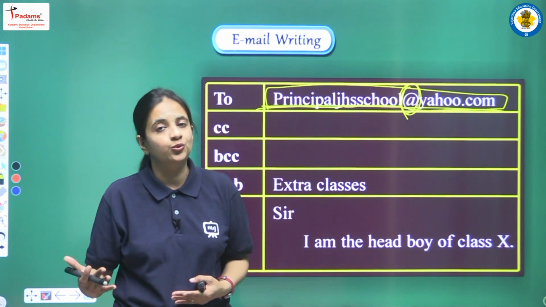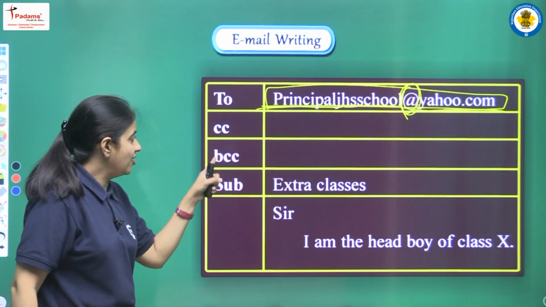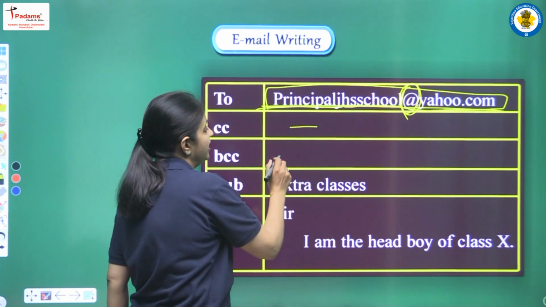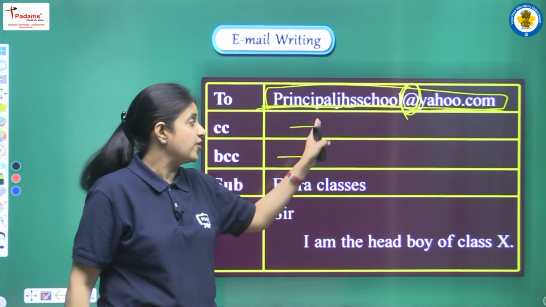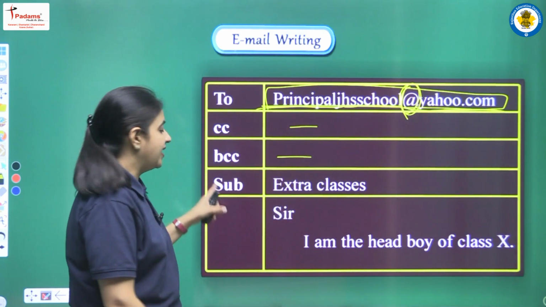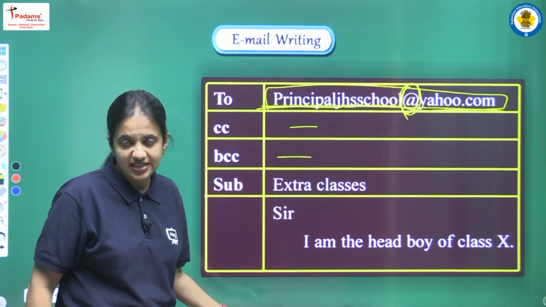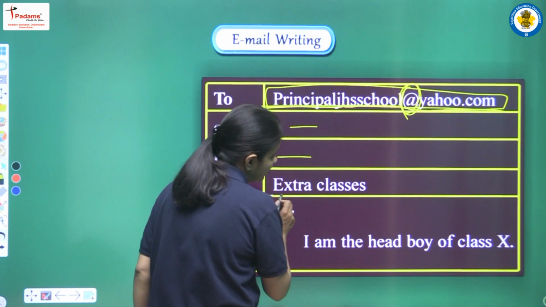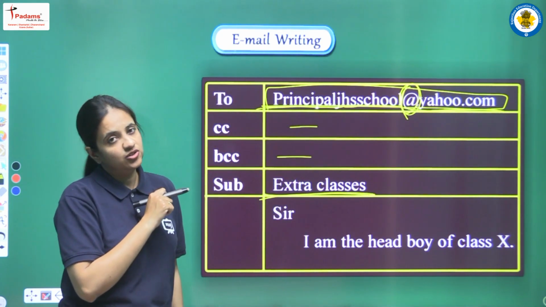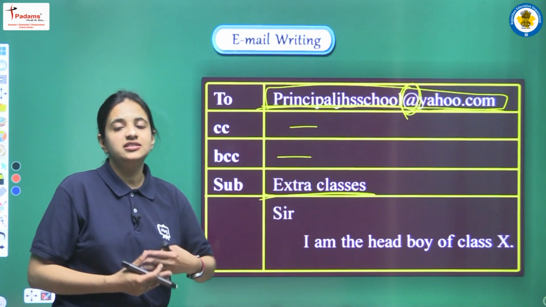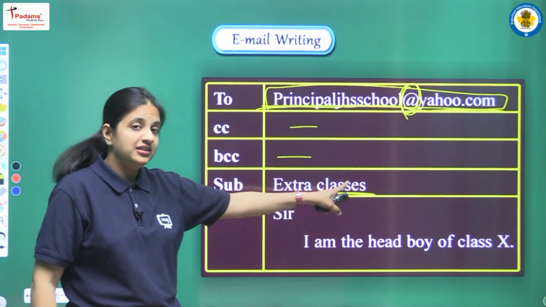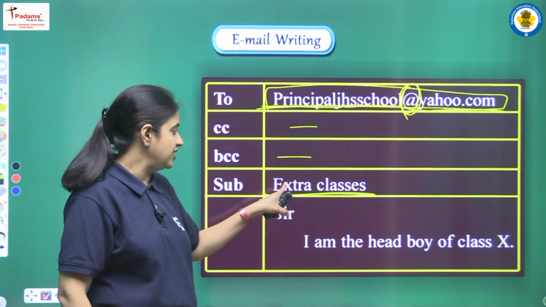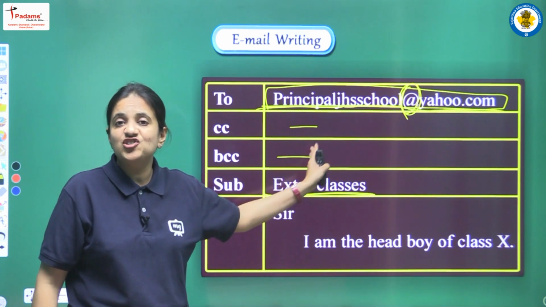Clear? Next we have to write CC and BCC, as we have already discussed. We have to leave that space blank. We don't need to write anything here. Next we are writing the subject. So what is the subject of this email, or we can say what is the purpose of writing this email? So we are writing here extra classes. Okay, so in this manner we can choose one subject that should be appropriate. After reading the subject, it should be clear what this email is about. So here we are writing our subject, that is extra classes.